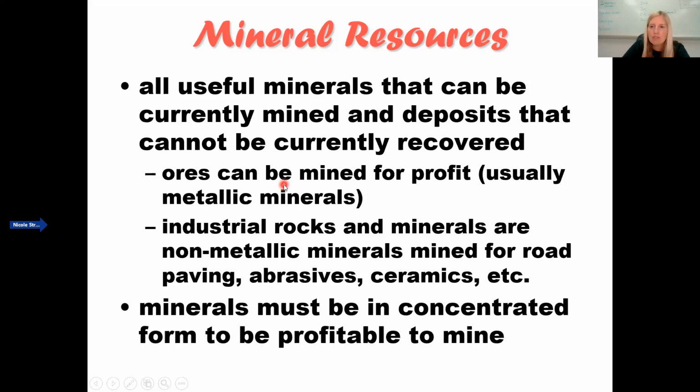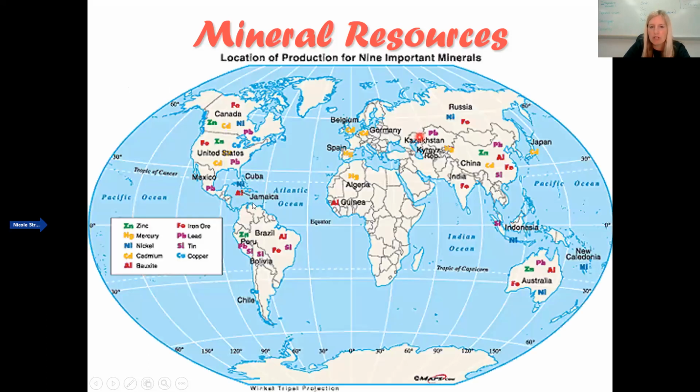And again, they have to be pretty concentrated. They have to be together in order for us to be able to mine them for a profit. If they're randomly spread out, now I have to dig here and dig here and dig here, it's just going to be too expensive. And then it's not really worth it because we don't get a profit out of it. All right, and there's just your map of where some of those resources are found.